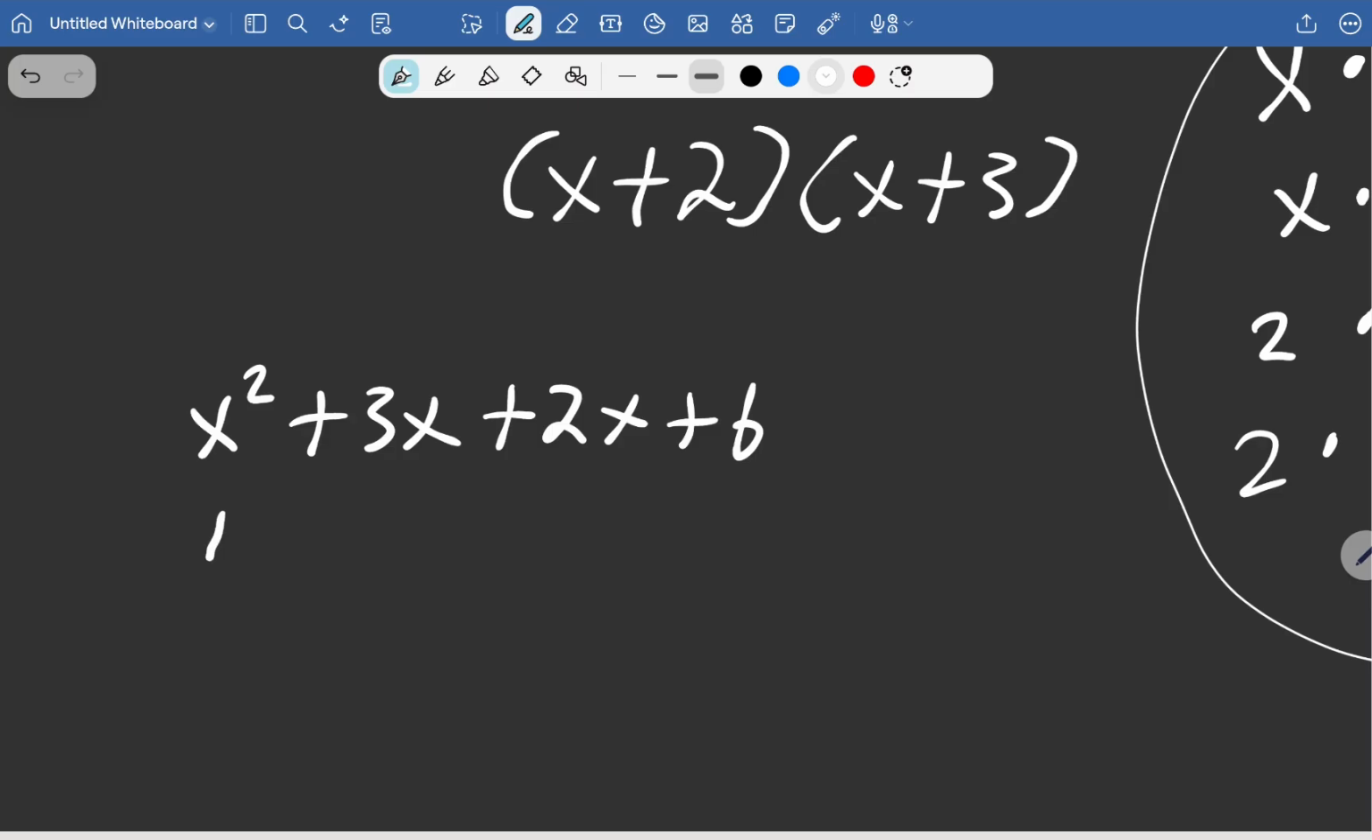Now we're going to combine like terms. We're also going to put it in standard form. So that's x squared, and 3x plus 2x will give us 5x, plus 6. Now this is our new polynomial. It's easy, right? It's literally just easy.